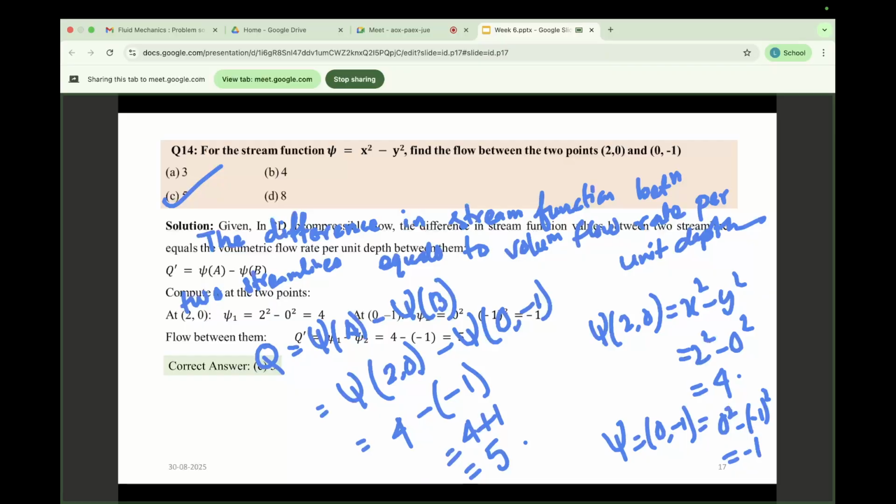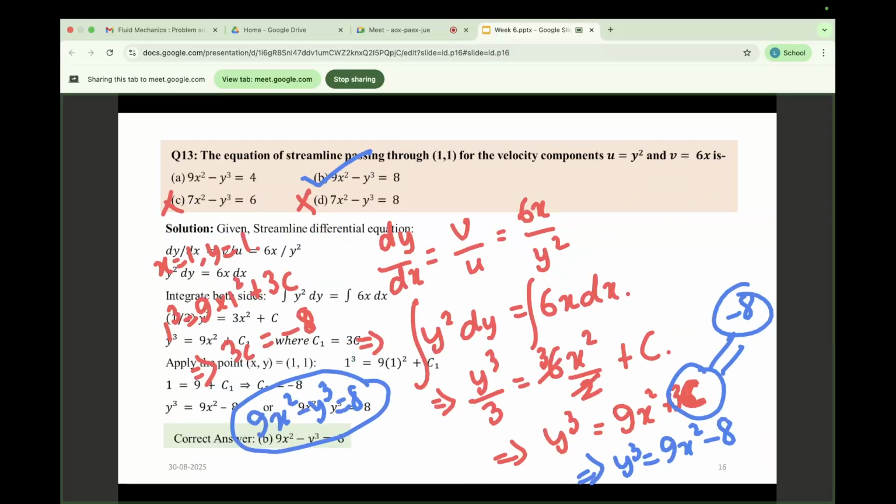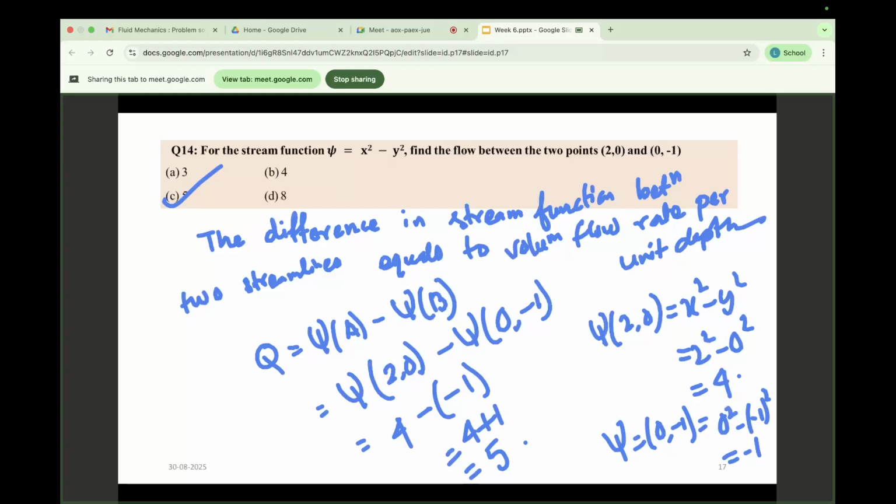In the last question, I think I have told about this answer, yes. So option C is the correct option, that is 5. I think you understand this question, right?